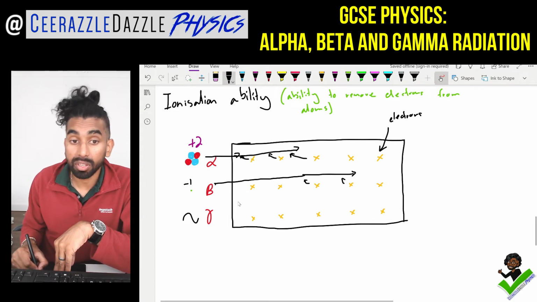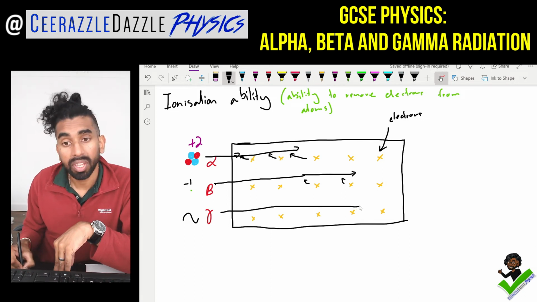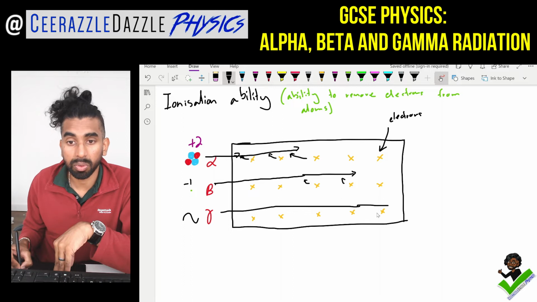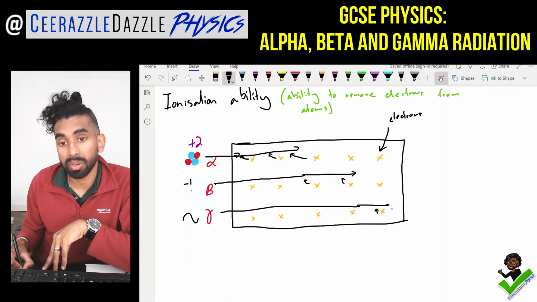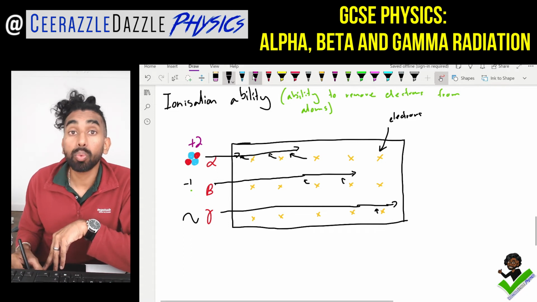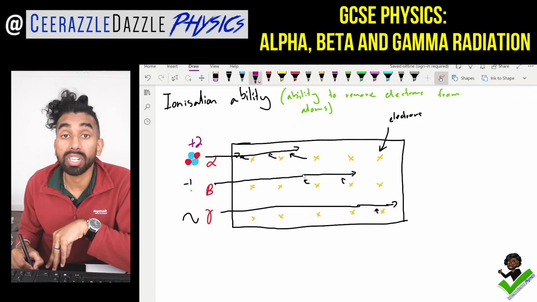And then gamma, last of all, gamma can travel all the way through, and maybe interact with one of them, this one over here. Why? Because it's a wave. So the gamma can travel a bit further over here. So which one interacted with the most electrons? Which one was it?